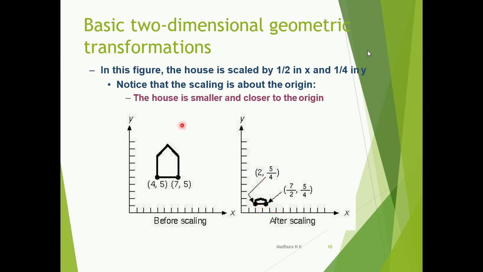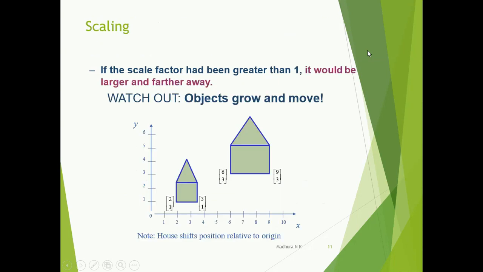Let us take another example, which shows that if the scaling factor had been greater than 1, your object will start to grow in size. Okay, that is, it goes larger and it goes away from the origin. So watch out for the object growing and moving. The initial object you had is a house in this manner, with endpoints 2, 1 and 3, 1.